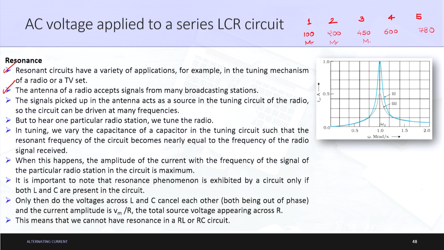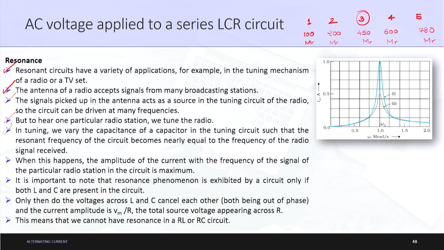I am just writing MR to denote m radians here. So, let us suppose these are the 5 radio stations, and for our convenience we need to tune to the third radio station. What does the radio do? The signals picked up in the antenna act as a source in the tuning circuit of the radio. The circuit can be driven at many frequencies, but to hear one particular radio station we tune the radio, as in we try to change the value of frequency of the circuit.